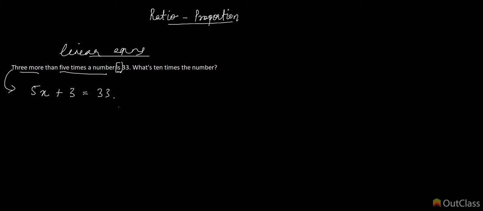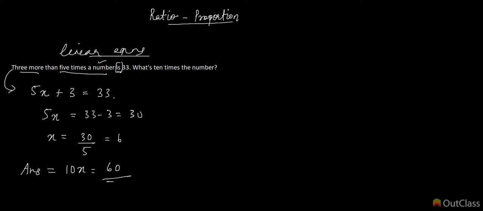And once you have that equation, what do we do? We remember all the steps from high school. 5x is therefore 33 minus 3, which is equal to 30. And then x is equal to 30 by 5, which is 6. So we found the value of x, which is what I assumed as the unknown number. And then they're asking what's 10 times the number. So that's 10x, which is equal to 60. So the answer to the question they're asking is 60. The unknown number is 6. Now we know how to do all of this.